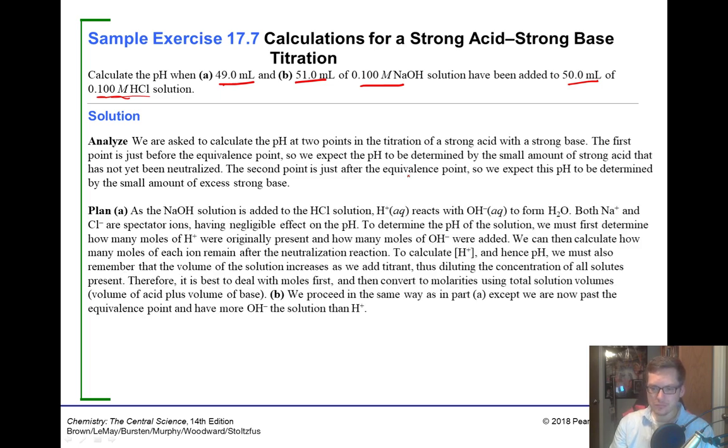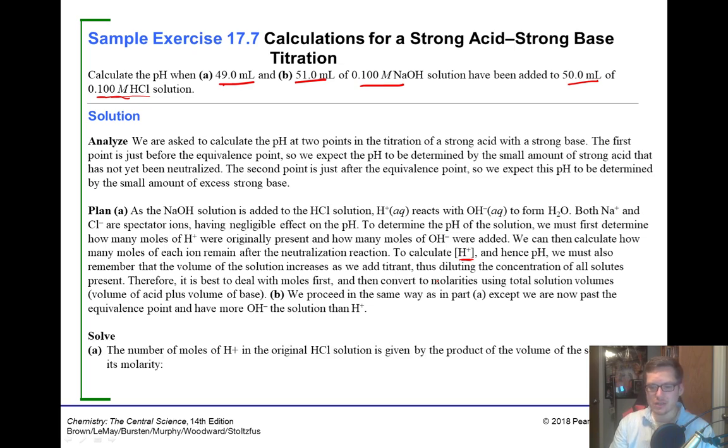All right, so here's the plan. For step A, as sodium hydroxide is added to the solution, the H plus reacts with the hydroxide to form water, and the sodium and the chloride are spectator ions, and they don't affect the pH. To determine the pH of the solution, we just have to determine how many H plus were originally present and how many hydroxides were added, and then figure out the new concentration of H plus, take the negative log of that, and Bob's your uncle. And then part B, we're going to do the exact same thing, but now we're past the equivalence point, so we're going to be finding the concentration of hydroxide instead.